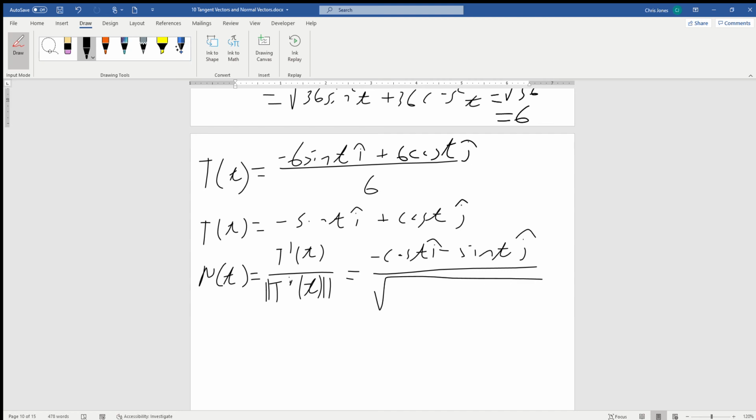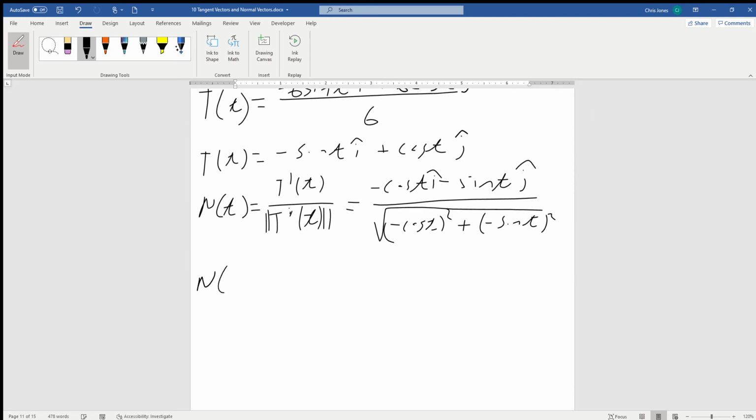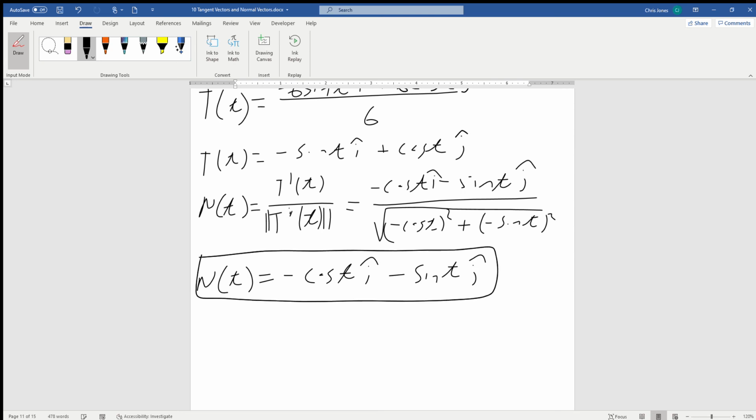Right, so that's going to be the square root of negative cos of t squared plus negative sine of t squared. Clearly that's going to end up being 1. So N of t is going to end up being minus cos t i minus sine t j. All right, so let's hold on to that. Let's also hold on to T of t, because we're going to use both of those. This might be one of the few examples where N of t might be easier to find than T of t.